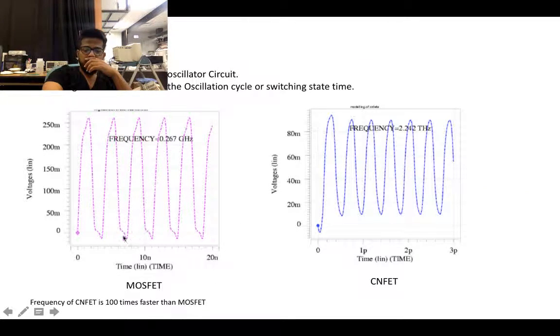Now for the switching time, for the switching circuit we have considered a ring oscillator circuit, and there was a significant difference in the switching state time. The CNFET is actually 100 times faster than the MOSFET. The switching frequency in CNFET is 2.42 terahertz, whereas in case of MOSFET it is 0.267 gigahertz. So it is significantly faster.